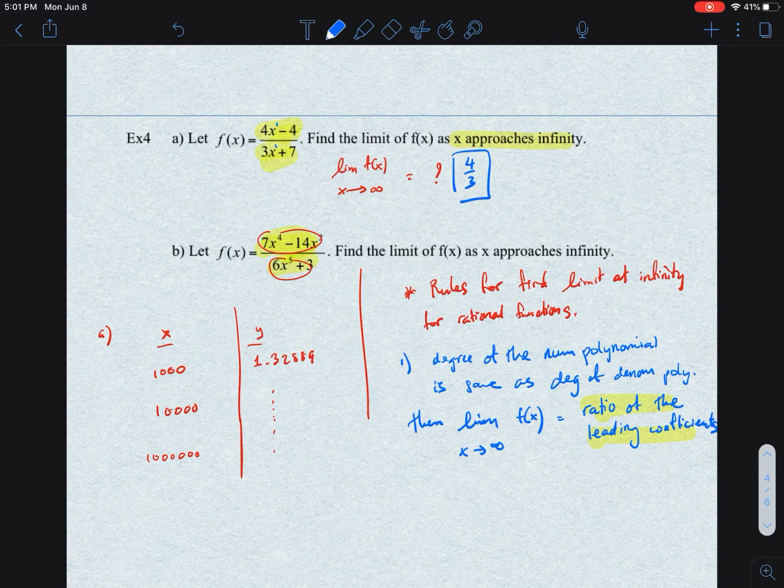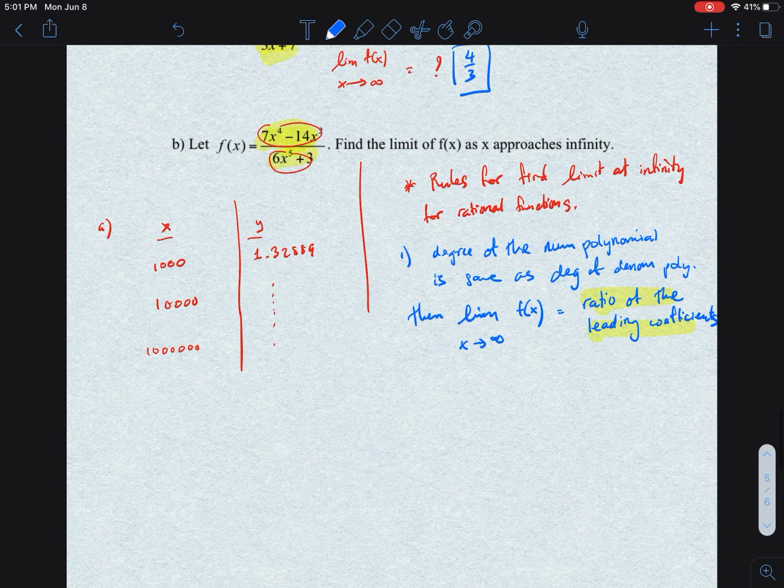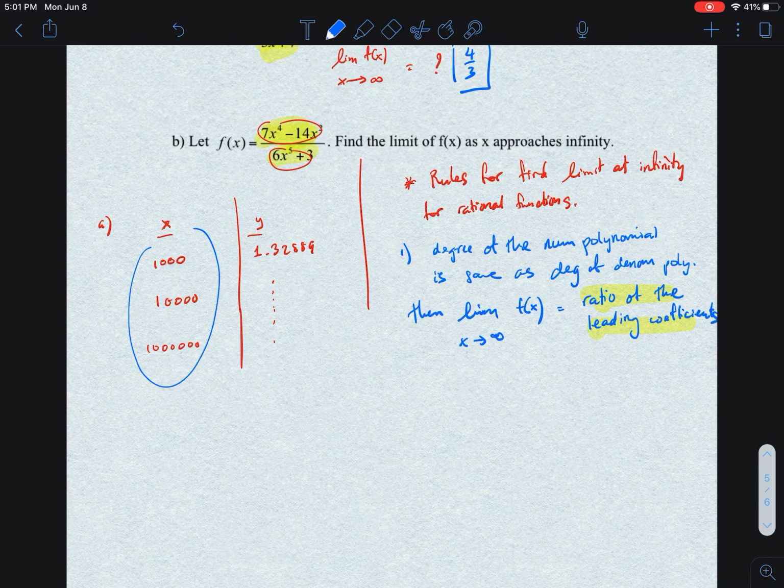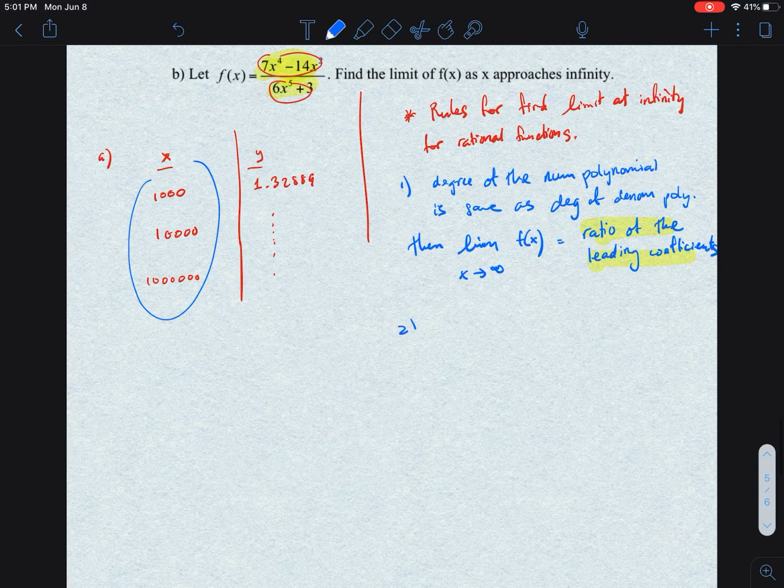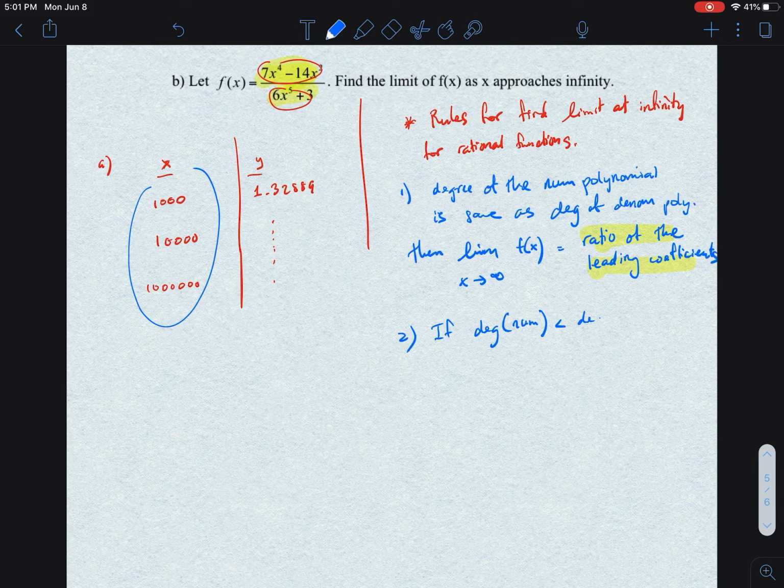This becomes very useful because in part B, again, I really don't want to plug all these numbers into the 4th power, the 5th power, and crank it out over and over again until I see a pattern. It's going to be tough. So in part B, we're going to use this rule, right? So if the degree of the numerator, and I'm going to shorthand this, let's do top and bottom, is less than the degree of the denominator, so degree top is less than degree bottom, then the limit at infinity of the function is going to be 0.